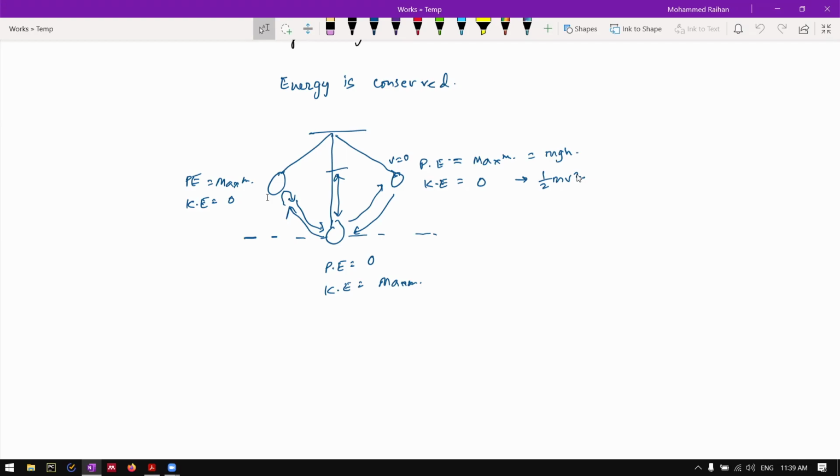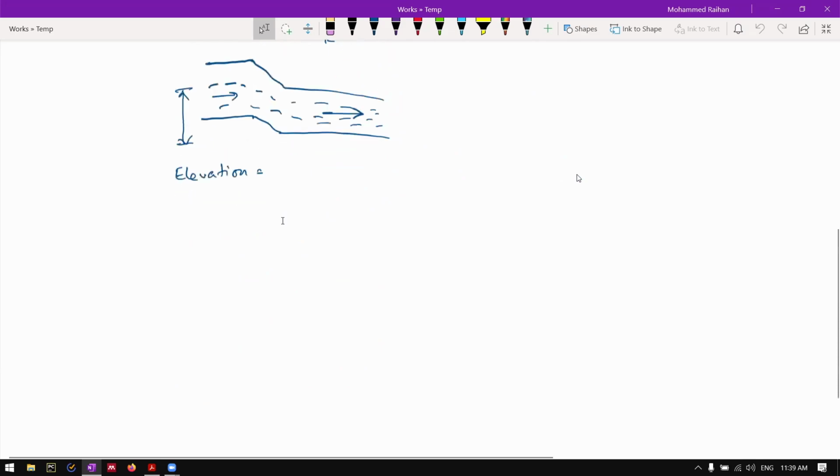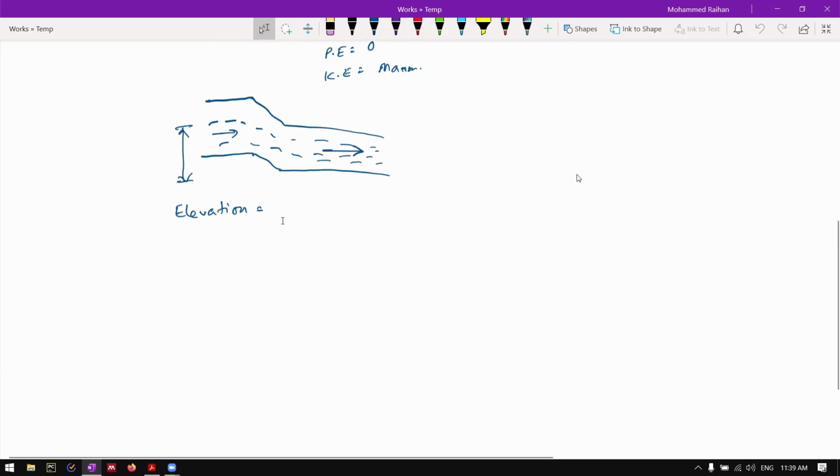Now you know this concept of kinetic energy and potential energy. Let me introduce you to one new type of energy. Let's say it is a fluid that is flowing, and these are the fluid's directions. As it's changing height from here to here, its elevation is changing, right? As its elevation is changing, what will happen? Its potential energy will change, right?